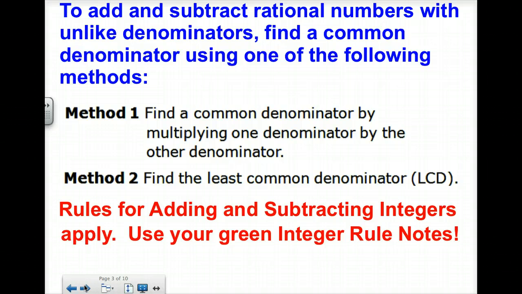And don't forget, we are still having positives and negatives. So you now have to switch your brain to the rules for adding and subtracting integers. Remember, go back and use your green integer rules note that's behind your table of contents, that's lime green, in your 3-ring binder.